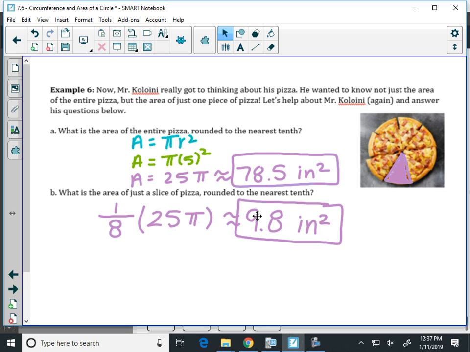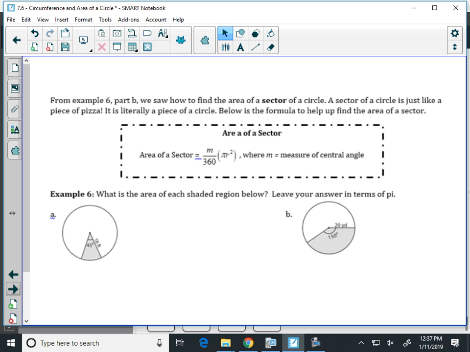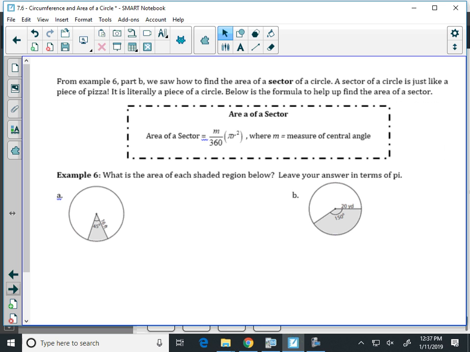So one more little concept here. From example 6 part B, we just saw how to find the area of a sector. A sector of a circle is just like a piece of pizza. It is a piece of the circle. Here's the formula to help us find the area of a sector. It looks very similar to arc length, but instead of multiplying the fraction by the circumference, we're multiplying it by the area. We're trying to find area. So the two concepts are very similar, just different formulas.